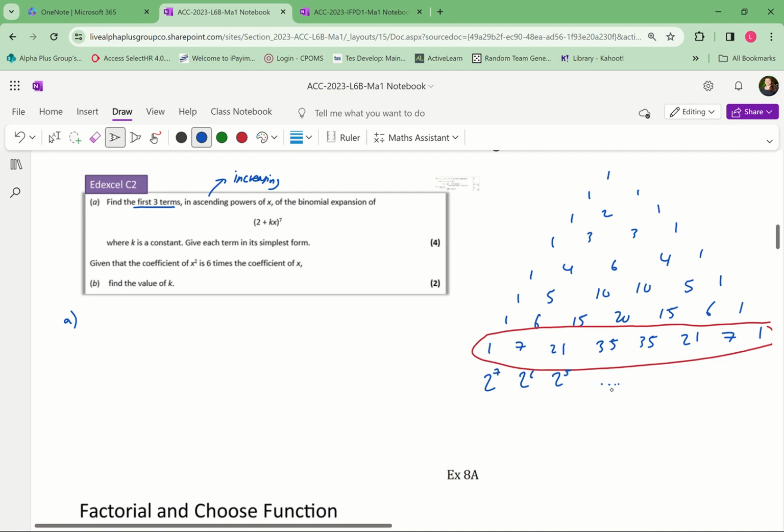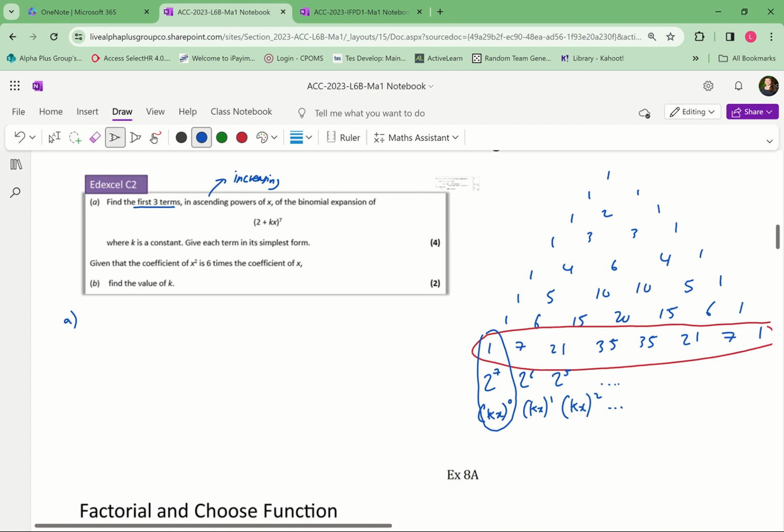And then I'm going to do the ascending, the increasing powers of kx. So we're going to have kx to the power of 0, kx to the power of 1, and kx to the power of 2. And that would obviously continue, but I'm going to stop there because the question only asked me for the first 3. So the first term will be these 3 parts times together. Well, kx to the power of 0 is just 1. So I'm going to have 1 times 1 times 2 to the power of 7.